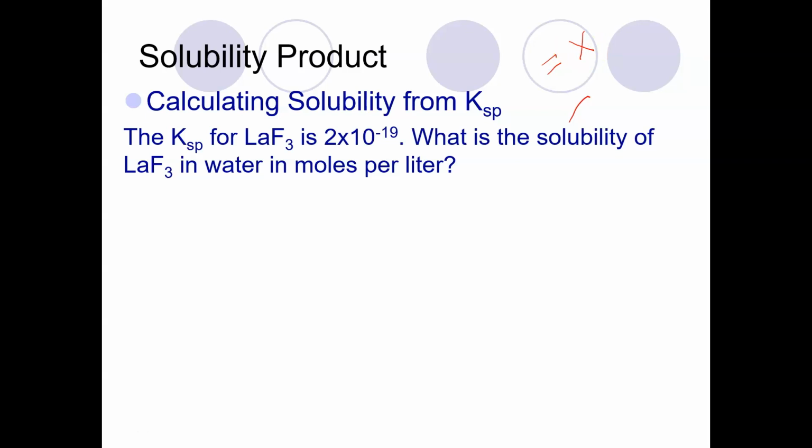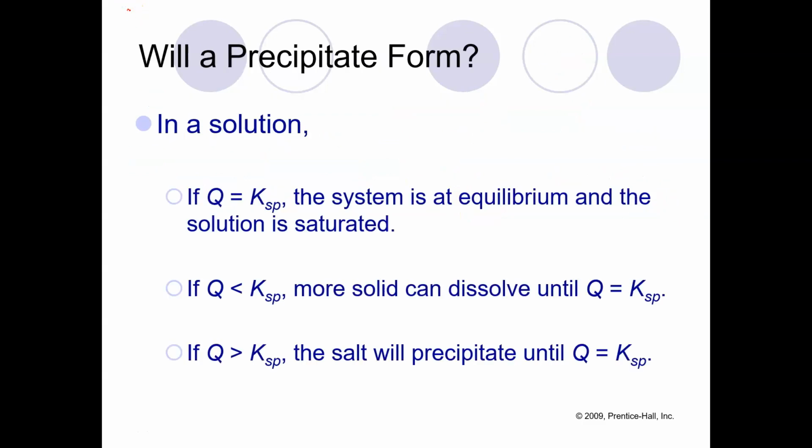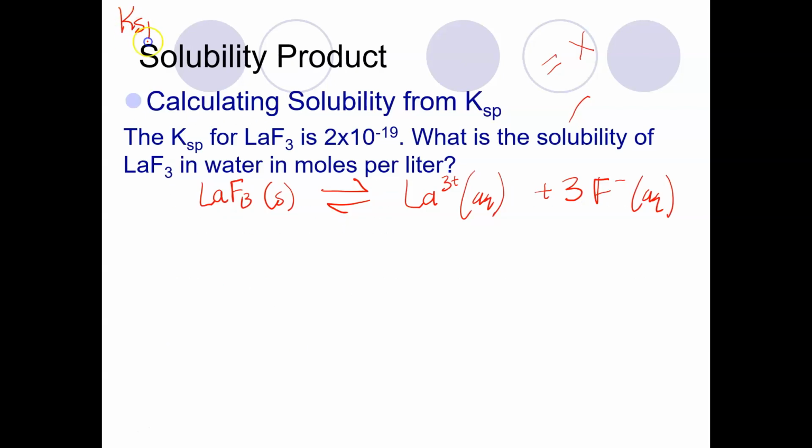So first we have to write our equation. LaF3 is the solid. Arrow to La, which will have a 3+ charge, which I know because there are 3 fluorines, and fluorine is a -1. So the Ksp equation, products over reactants, equals La3+ to the first power times fluoride cubed. So to solve for Ksp, or actually no, sorry, we have Ksp, we need to solve for x.